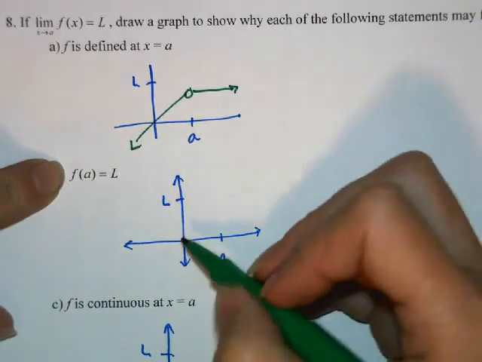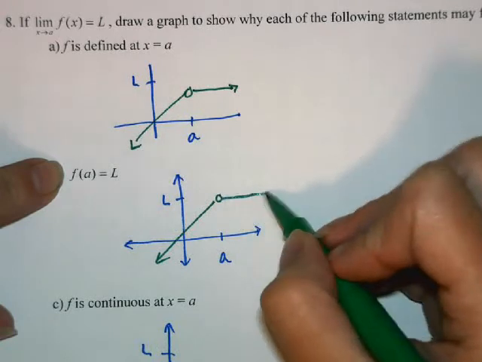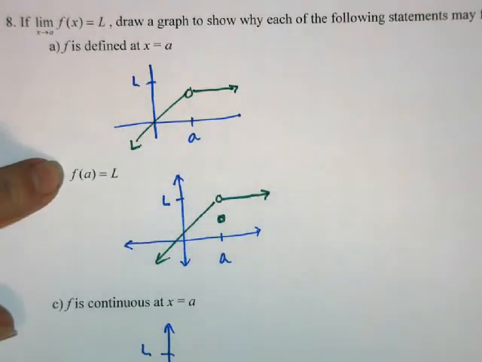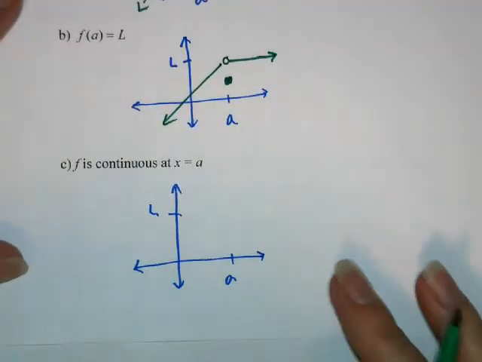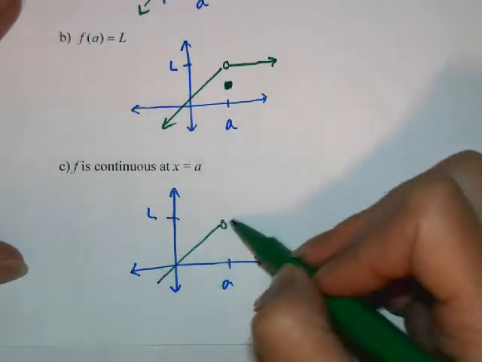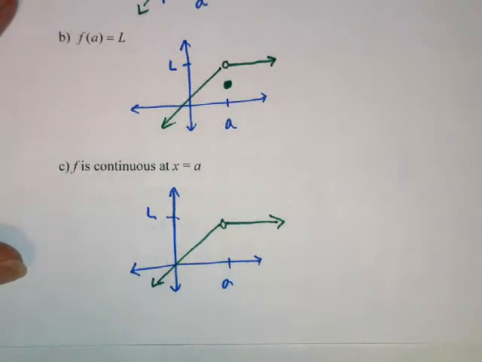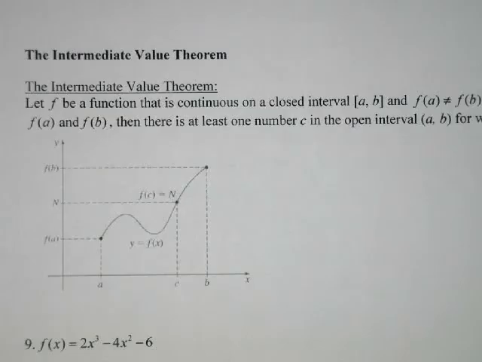f of a equals L. So the limit is still going to be L, but I can have a function value that's different. And lastly, f is continuous at a. And both of those previous graphs would be the same thing. I can have it where there's a limit value and it's not continuous.